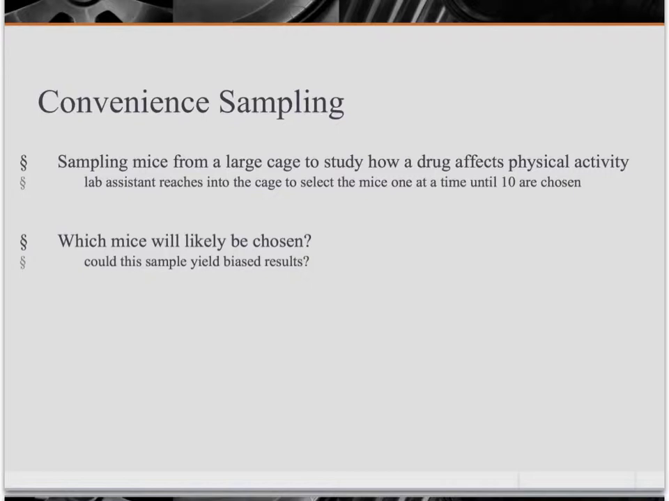Convenience sampling: if you sample mice from a large cage to study how a drug affects physical activity, and the lab assistant just reaches into the cage to take the mice one at a time until he's got 10, well, the ones that are most likely to be chosen are probably the ones that are easiest to grab. So they'll be the ones that are lethargic, that aren't moving around much. And that's going to bias the results towards, oh, this drug causes them to be lethargic.